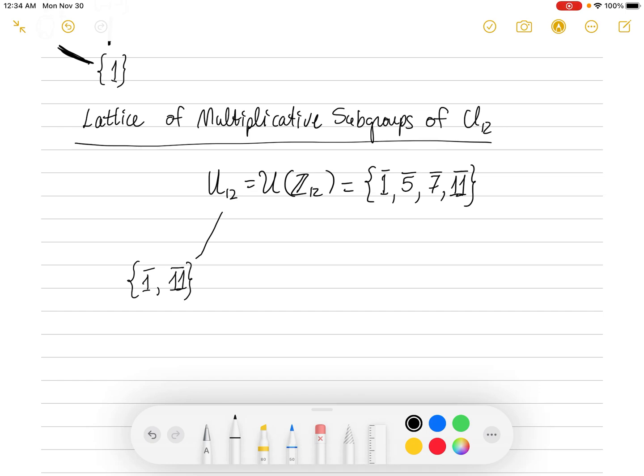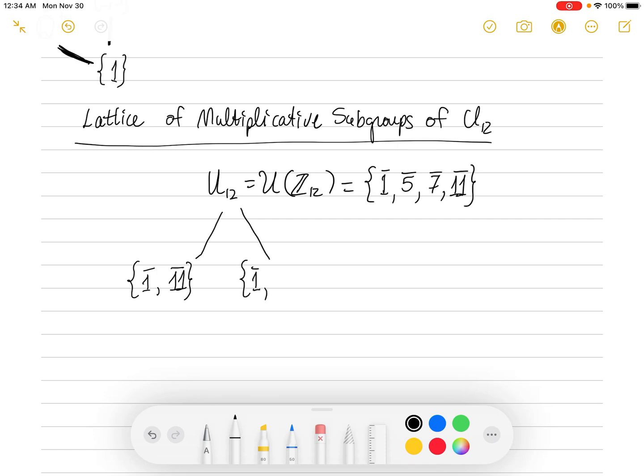1 bar and 11 bar. So that set of 2 elements. If I take 1 bar times 11 bar, that's going to give me 11 bar. 1 bar times 1 bar is 1 bar. 11 bar times 11 bar gives me 121 bar, but that reduces modulo 12 to 1 bar. So we have closure. We're going to have inverses. 11 bar is its own inverse, because when you multiply 11 bar by 11 bar, you get 1 bar. Okay, so that's going to be a subgroup.